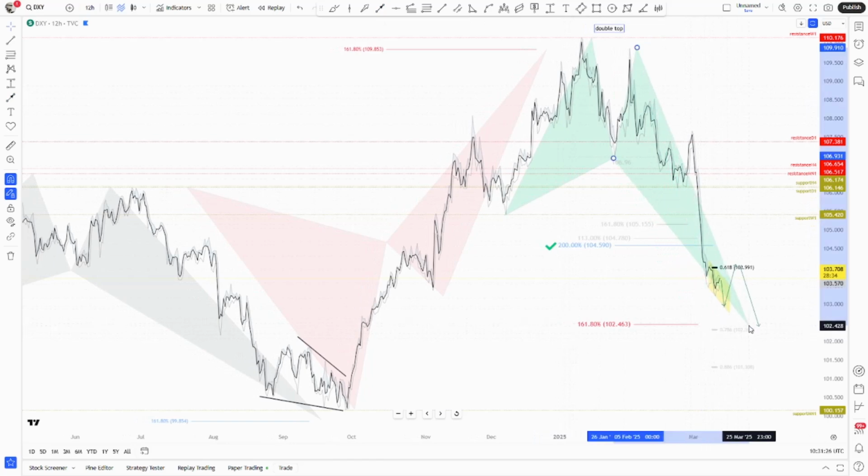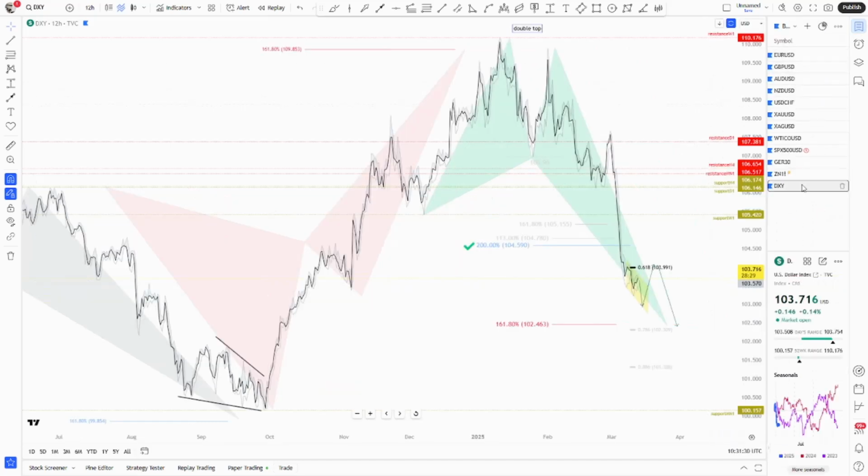So pay attention to the Dixie, and of course the related and inverted correlations between all the other pairs that I showed you before.